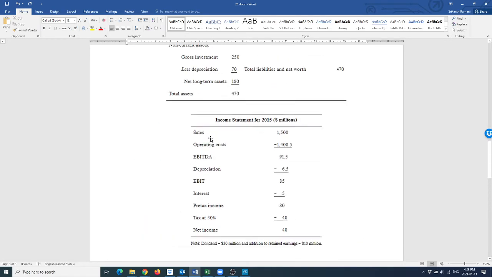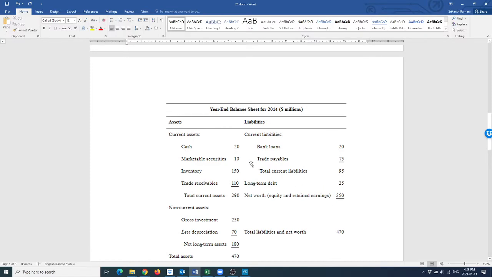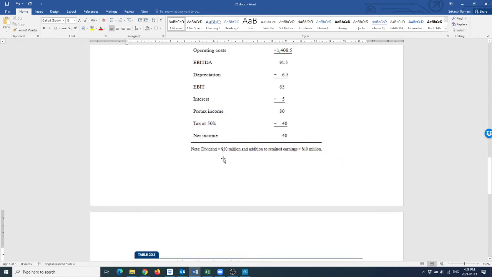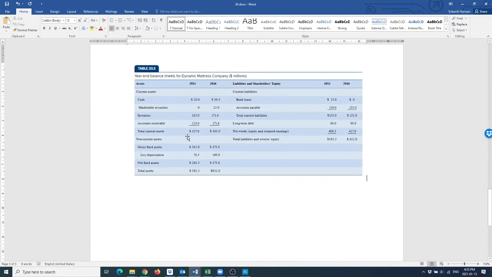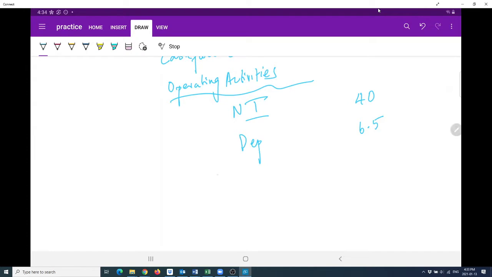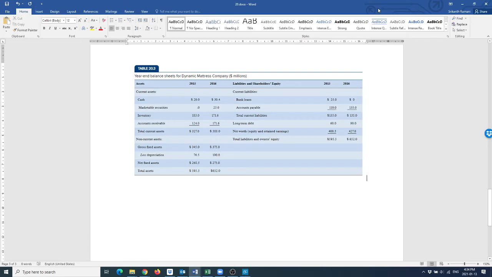Let's first look at the inventory. Has there been an increase in inventory from the year 2014 to 2015? Inventory is 150 here, and in 2015 inventory is 183. That means you've increased your inventory by 33. That represents an increase in inventory, to the tune of 33. So you spent $33 increasing your inventory. That's a subtraction. What else can we look at?